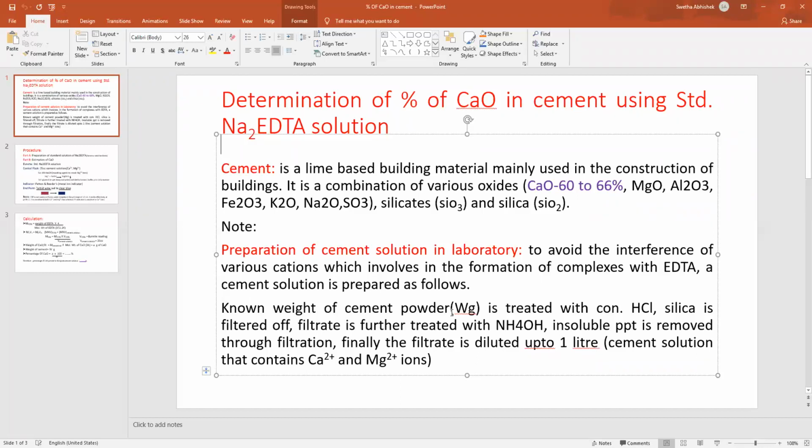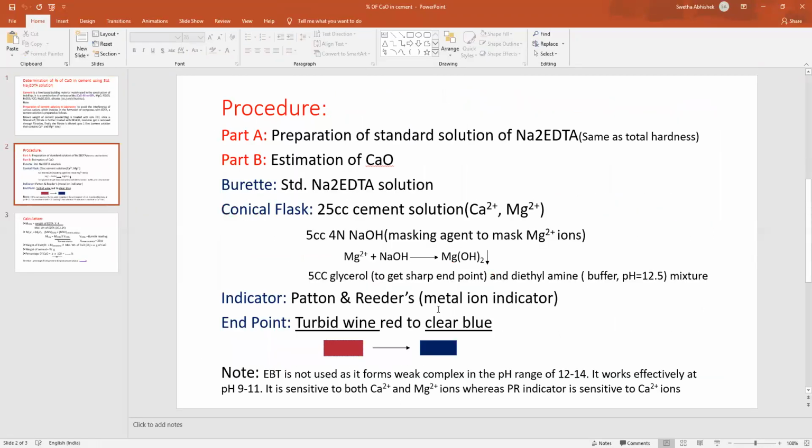Okay. So now I'll come to the main procedure, or actual procedure, of the experiment. Just similar to your first experiment, the first part of the procedure is preparation of standard solution of disodium salt of EDTA. This part of the procedure I'm going to skip because it has already been discussed. And you know what is the role of this disodium salt of EDTA? It can help in the formation of complexes. Okay, and now I directly move to the estimation of calcium oxide, that is part B.